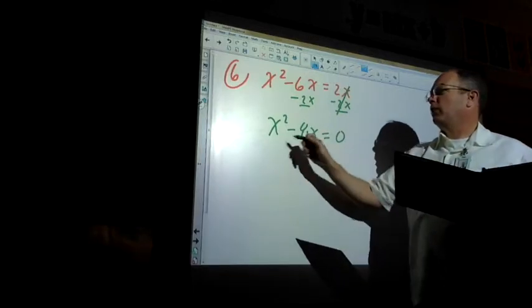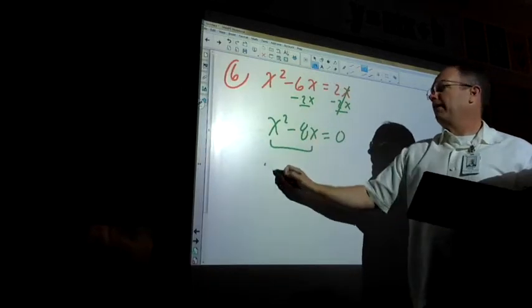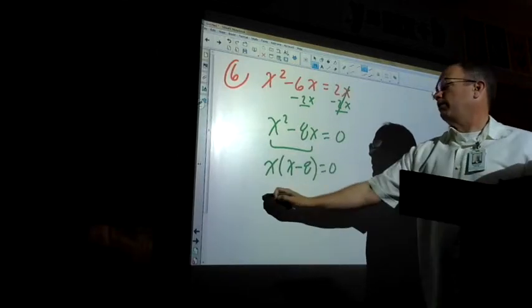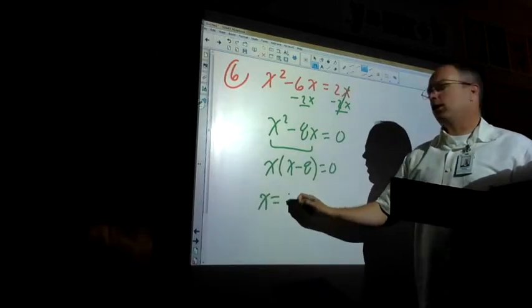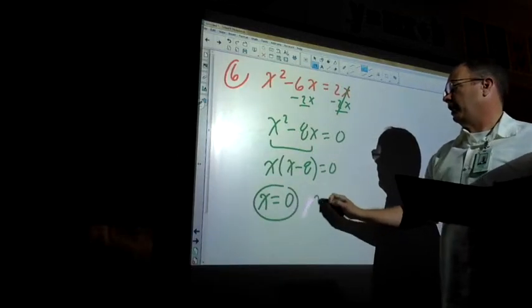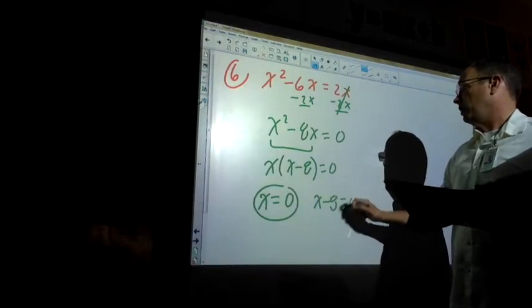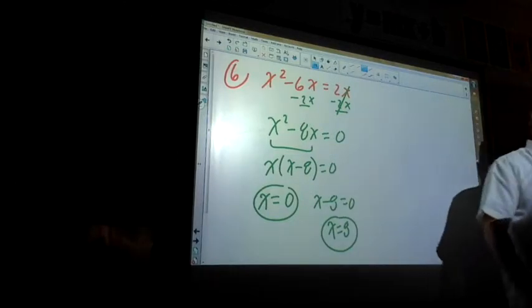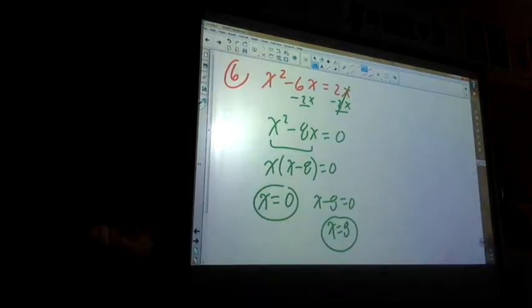How do you do this? What can I factor out here? X. And that leaves me x minus 8, right? X equals 0. So my first answer, if you have x standing alone, x is equal to 0, and then x minus 8, so x equals 8. There's your two answers. I just did the magical number. 8 times 0... Did it work? Yeah. Love it. Good deal.